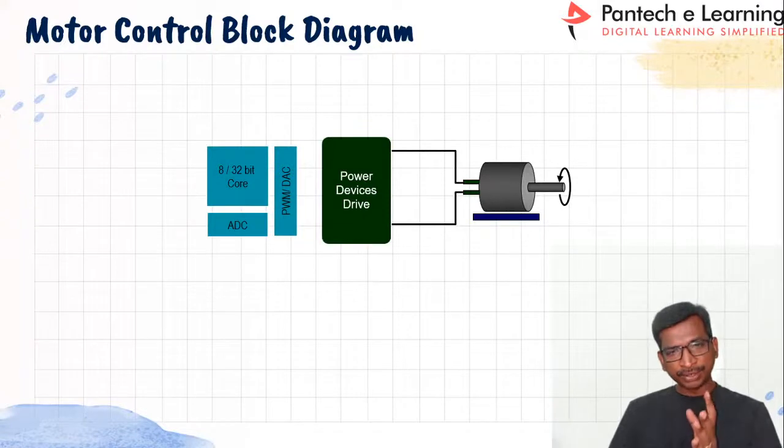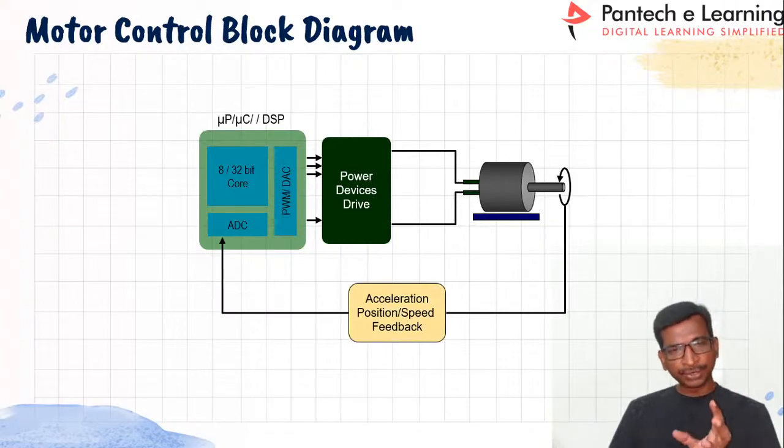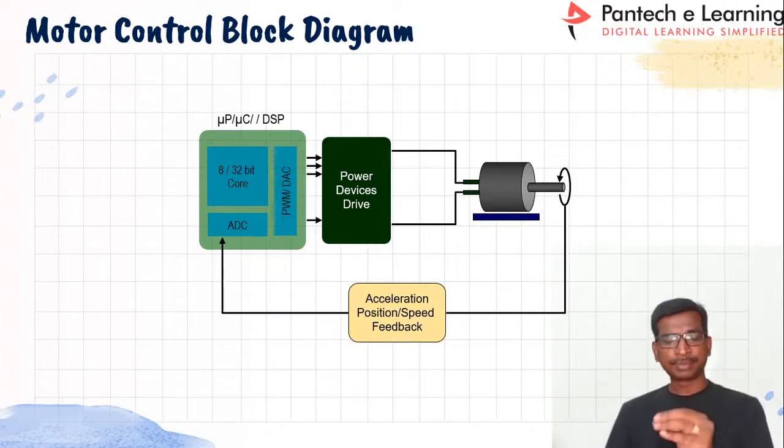And after that, from the microcontroller, the power electronic circuit is going to apply a controlled power signal, right? So how can we generate a control signal? The microcontroller will generate the control signal.